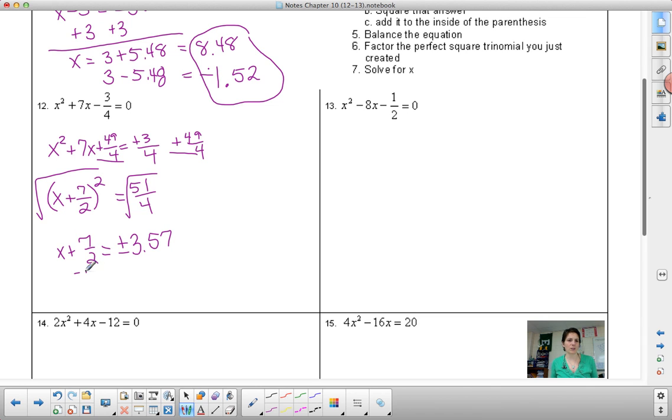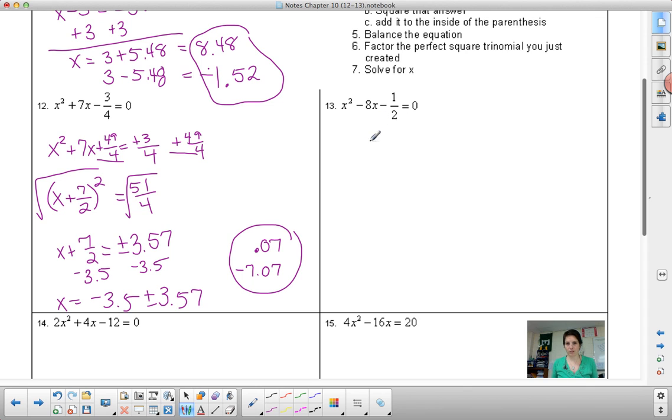Subtract 7/2, that's really 3.5, so 3.5. And maybe some of you had that decimal from the beginning. So that x is equal to -3.5 plus and minus 3.57. So my first solution, if I add, is going to be 0.07. And if I subtract, I get -7.07. So these are my two possible answers.